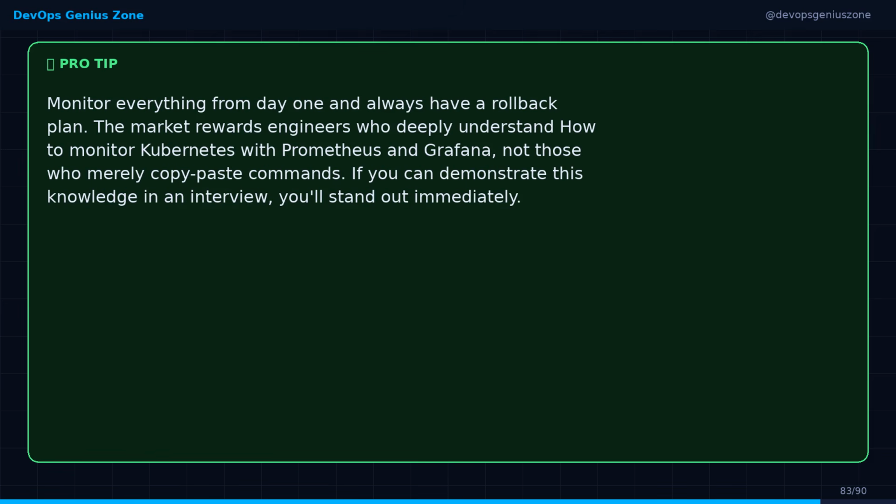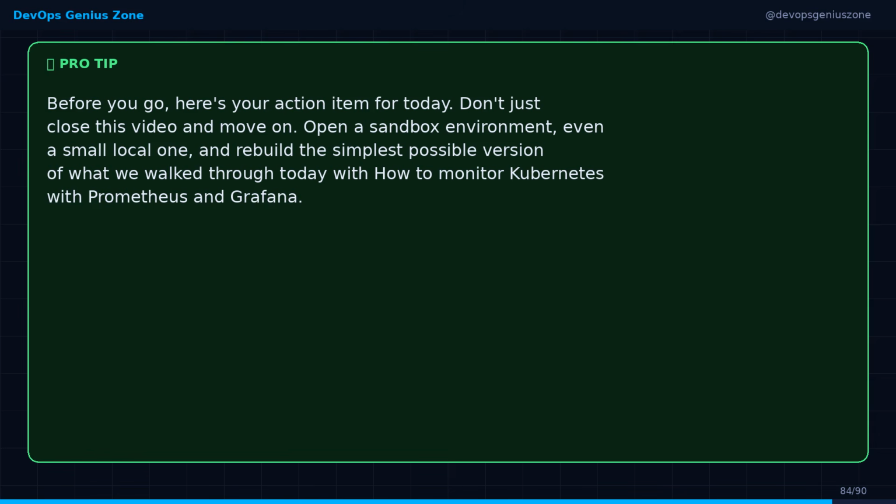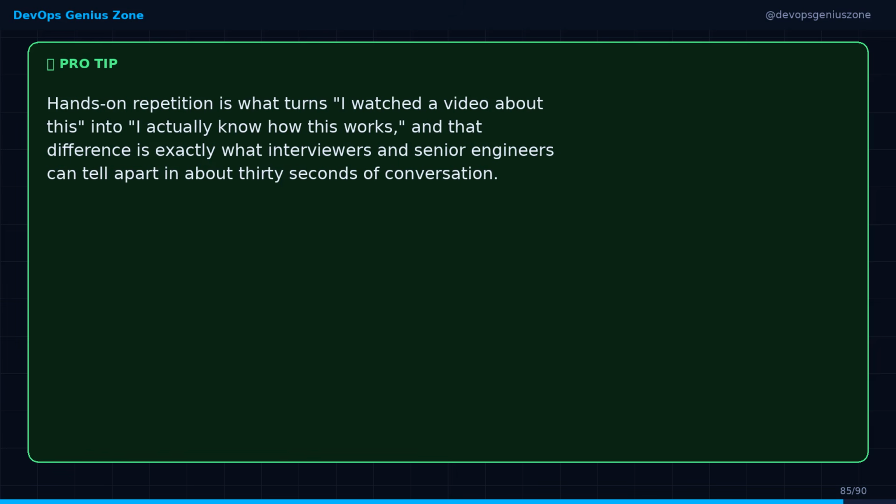Some of the best solutions I've ever found for how to monitor Kubernetes with Prometheus and Grafana came from a comment on a community forum, not from official documentation. To summarize, how to monitor Kubernetes with Prometheus and Grafana is critical in the 2025 US DevOps job market. Start right by understanding requirements before touching configuration and version control everything. Follow best practices around least privilege, small changes, automation, and documentation. Monitor everything from day one and always have a rollback plan. The market rewards engineers who deeply understand how to monitor Kubernetes with Prometheus and Grafana, not those who merely copy-paste commands. If you can demonstrate this knowledge in an interview, you'll stand out immediately.